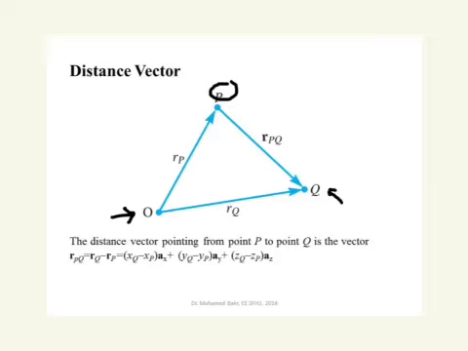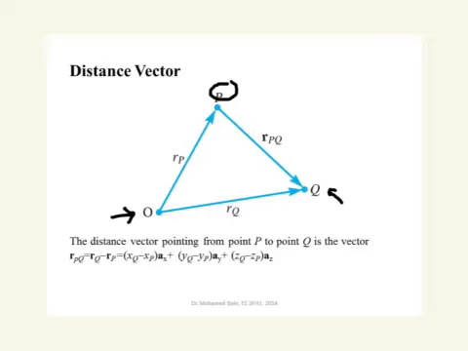So we want to calculate the vector RPQ. RPQ is a vector pointing from point P to point Q. And if you take a look at this triangle that you have here, you will see that RPQ is equal to RQ minus RB, because RQ is the one that closes the triangle. RQ is equal to RB plus RPQ. So this means that RPQ is equal to RQ minus RB.